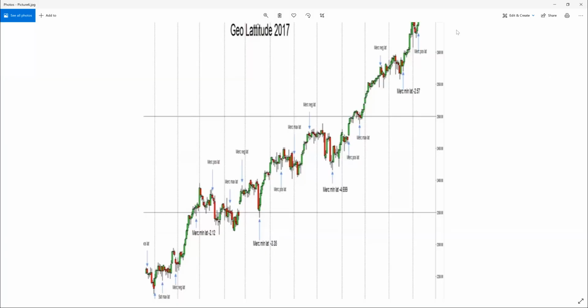Moving on now to latitude, this chart plots the geocentric latitude of Mercury in the year 2017.